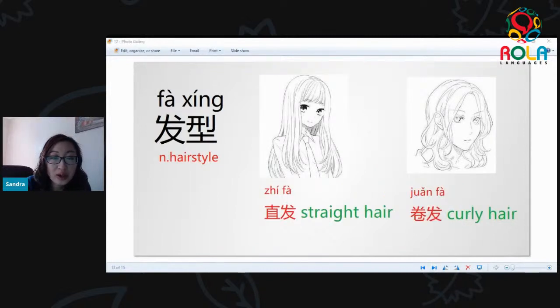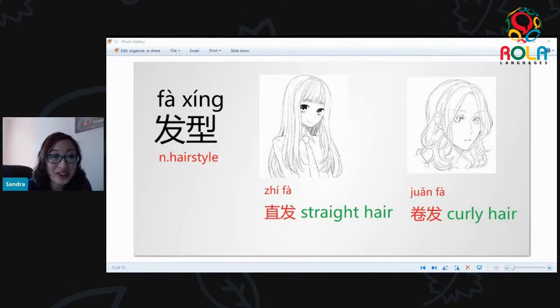And the next two I find very basic. First one, 直发. 直发 means straight hair. 直 means straight. Like in Chinese social media, we would always say 直男. What is 直男? It's straight male. Straight male. And then 卷发.